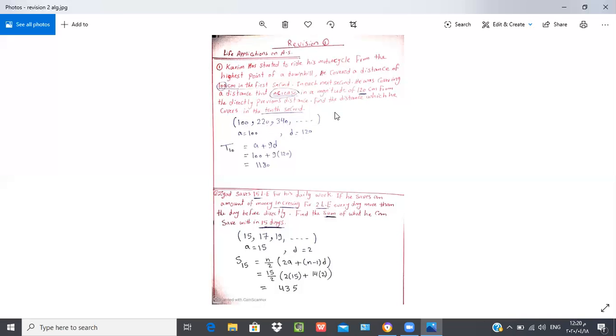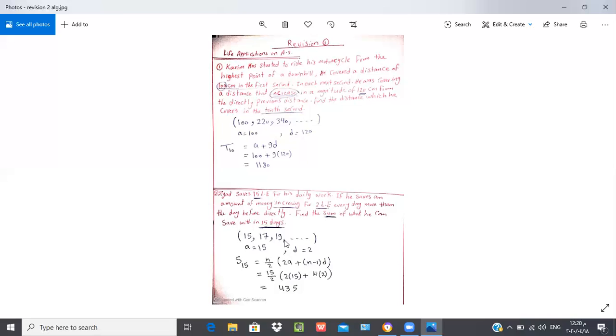This is an arithmetic sequence. The first term will be 100. The difference will be 120. So here he asks you to find the 10th second. In the 10th second, it means T10. T10 equals A plus 9D, which will be 100 plus 9 multiplied by 120. It will be 1180. Okay?